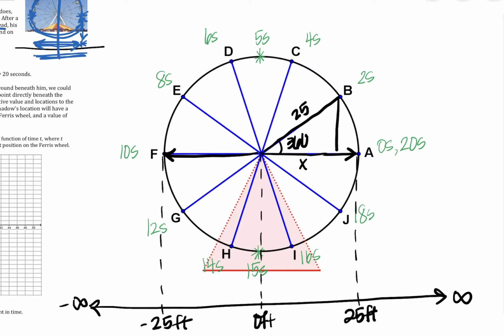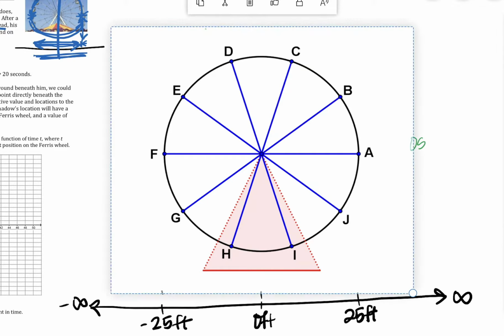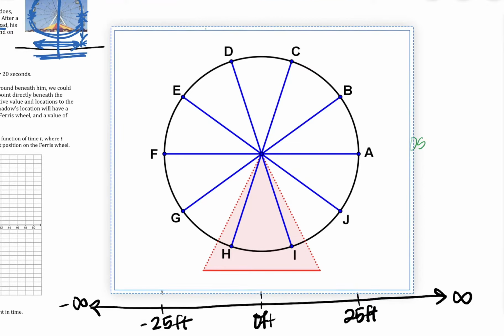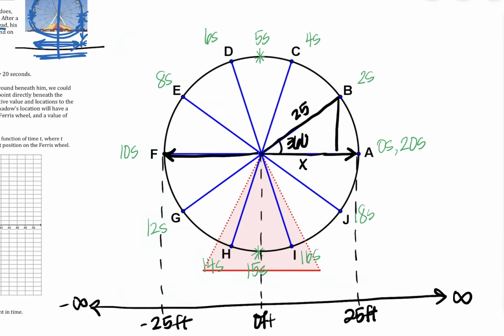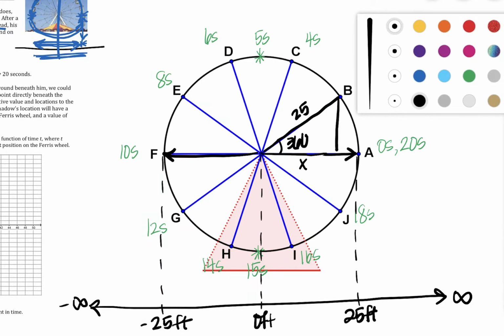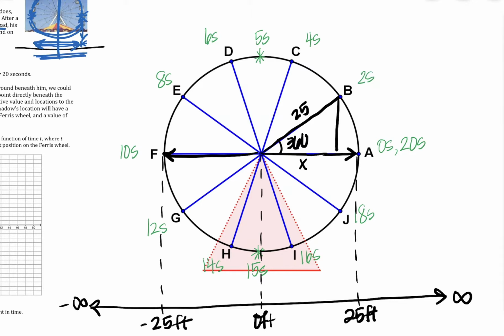Whoops. Sorry, guys. Okay, a tenth of the wheel is 36 degrees.